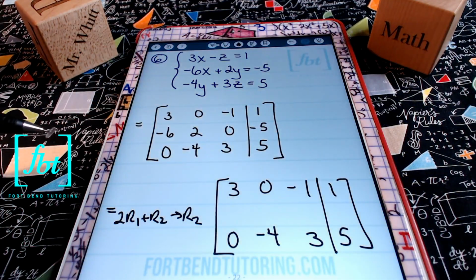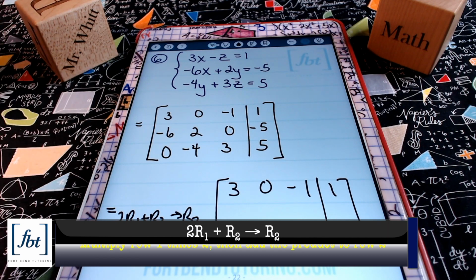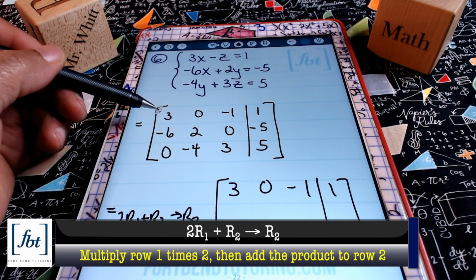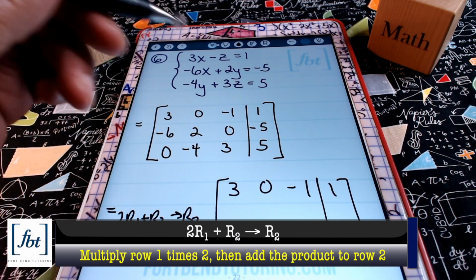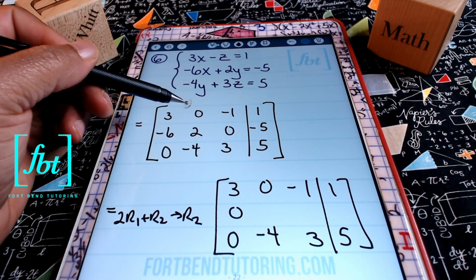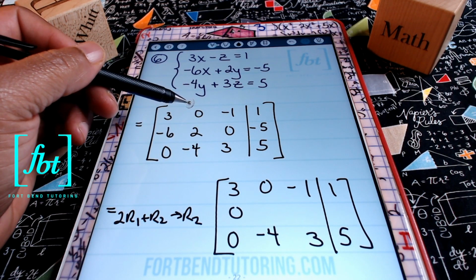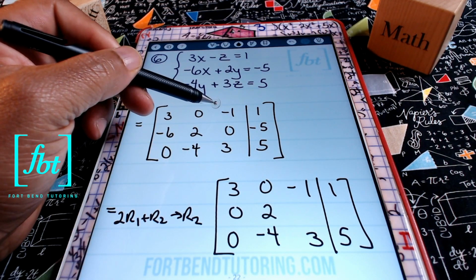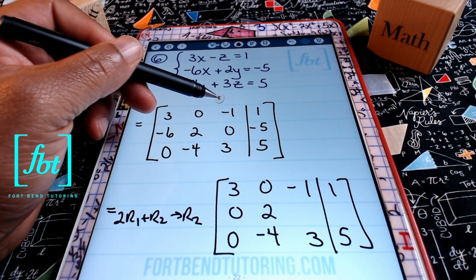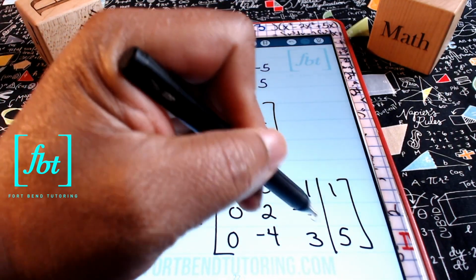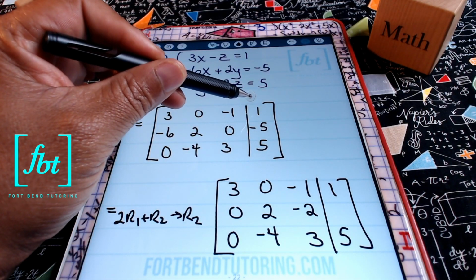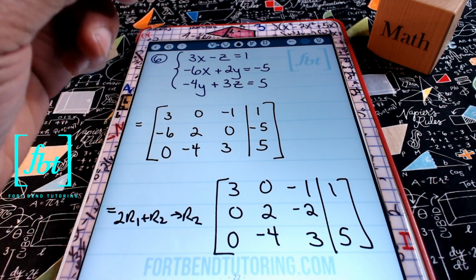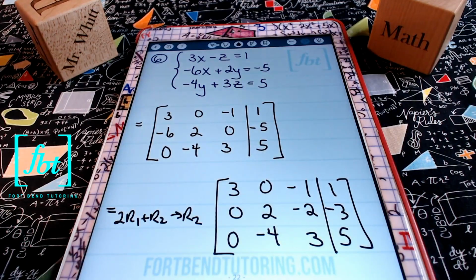And then finally, in order to get the new second row, I'll be multiplying 2 times 3 to get 6, and 6 and -6 combine to give me 0. Then I'll be multiplying 2 times 0 to give me 0, and 0 plus 2 is 2. I'll also have 2 times -1 is -2. -2 plus 0 is -2. And then I'll have 2 times 1 is 2. And then 2 and -5 give me -3. So this is going to be what I end up with after that first row operation.